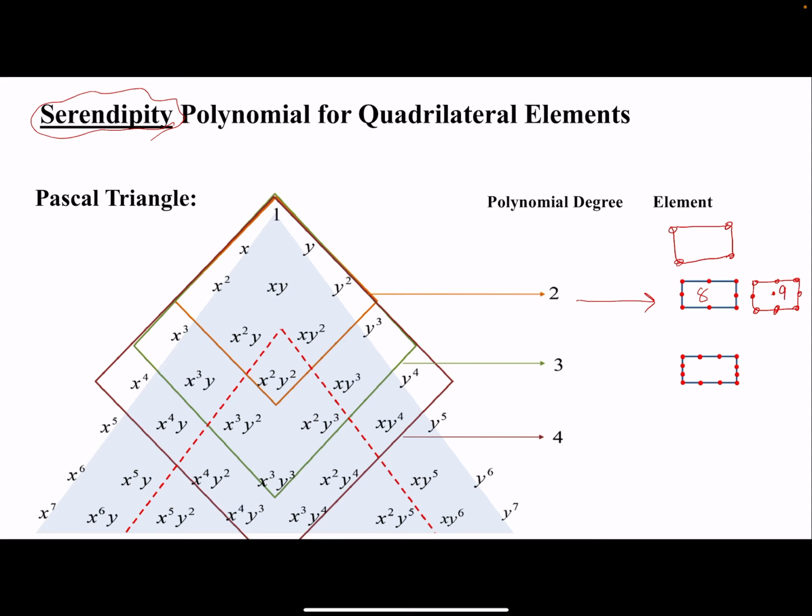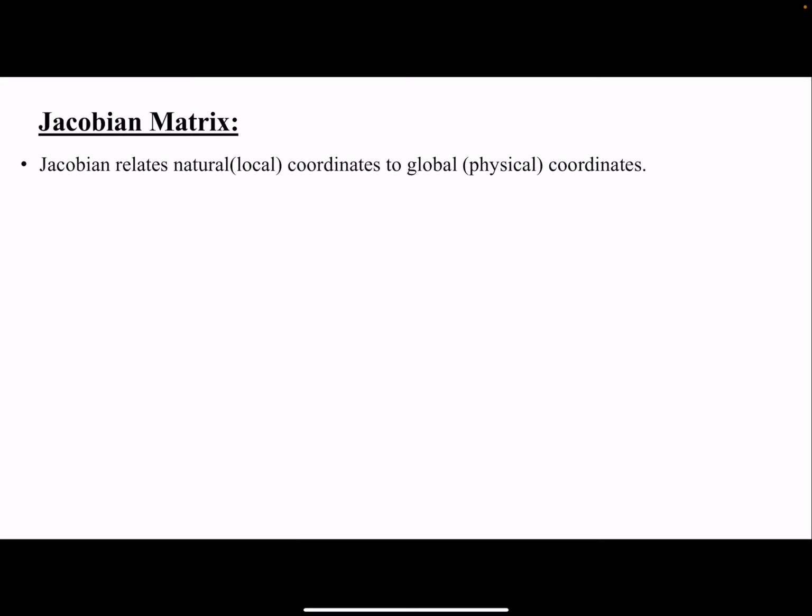So what happens to our Pascal triangle? We only have additional triangles, and that tells us which components we need to exclude to reduce from Lagrangian to serendipity elements. So if we exclude these components that are in this triangle, then we can have a serendipity element. So remember the difference between the two. Terminology is very important in FEA. When you are writing a report or reading a paper, it's important to know what the author is referring to.